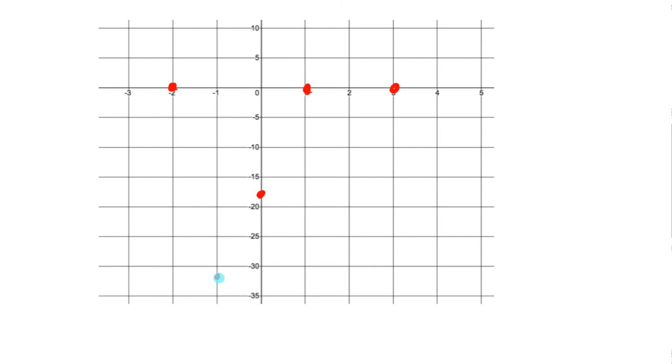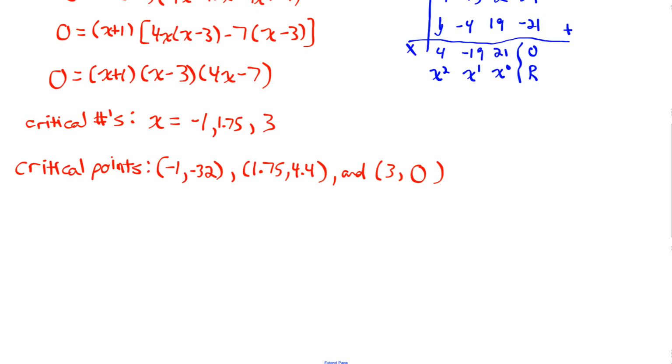So that's right about here. 1.75 and 4.4, that's about here. And the last critical point was at 3, 0. We've already got that there. So based on these points, we could already do a pretty accurate sketch of the graph, but we'll make sure it's very accurate by also getting the possible points of inflection on this function as well. That way we can figure out where the function is going to switch concavity. And that's what step 4 of the algorithm for curve sketching asks us to do. It asks us to find the possible points of inflection.